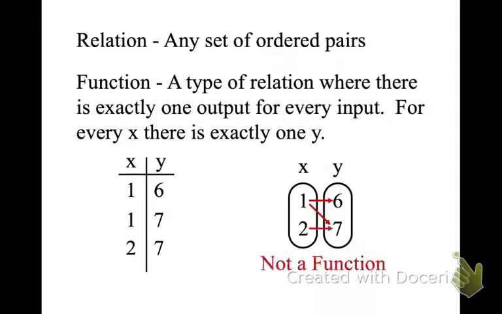Okay. Now, I'm going to remind you, what does this mean when we see the map? This really represents ordered pairs. This is (1, 6), and then we have (1, 7), and then there's (2, 7). It's a relation, but this relation is not a function.